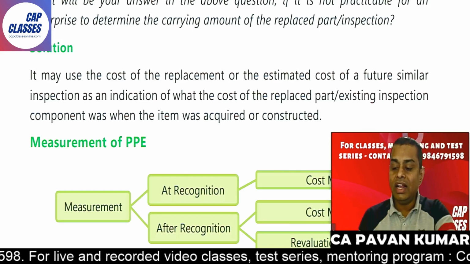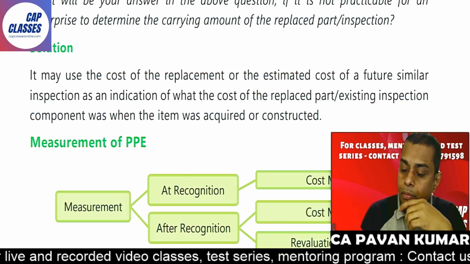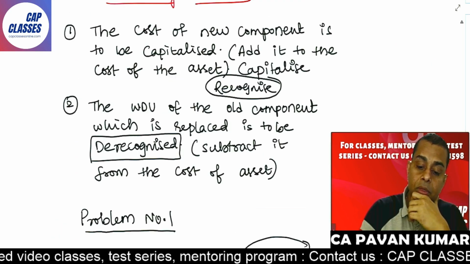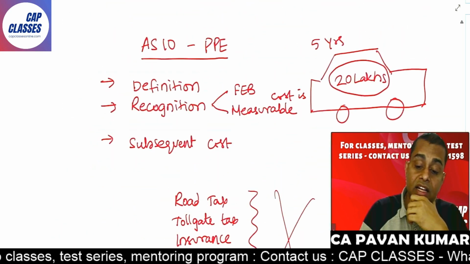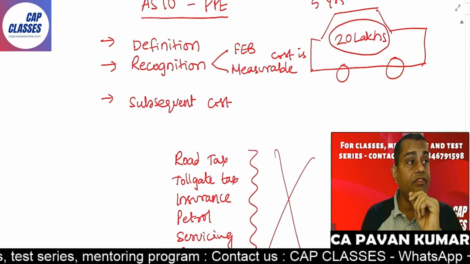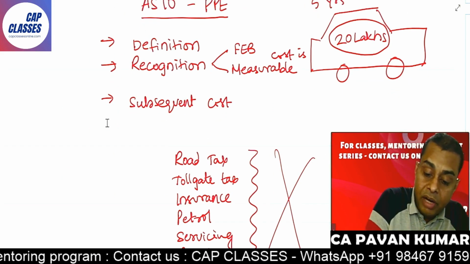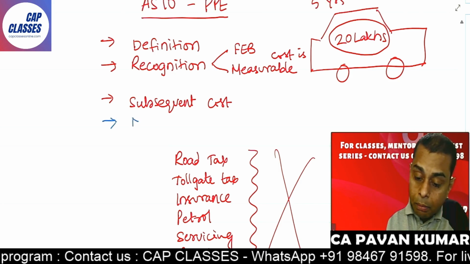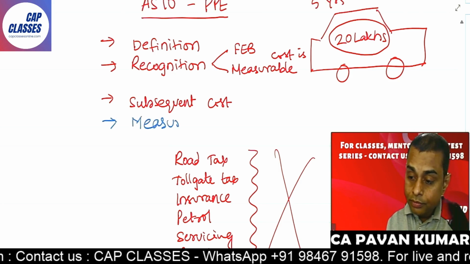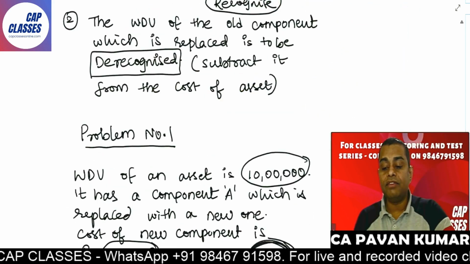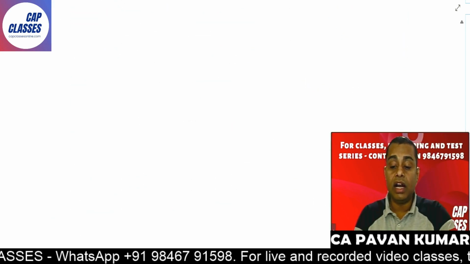4, put the heading next. Major side heading, measurement. You remember where we started this? 1 definition, 2 recognition, 3 subsequent cost. Now 4th major subheading is measurement. So many times I told you this. What is the difference between recognition and measurement?